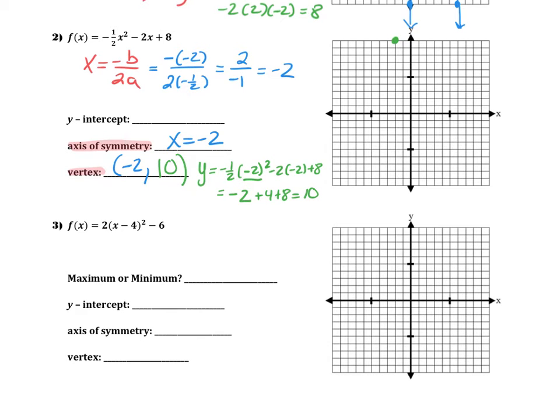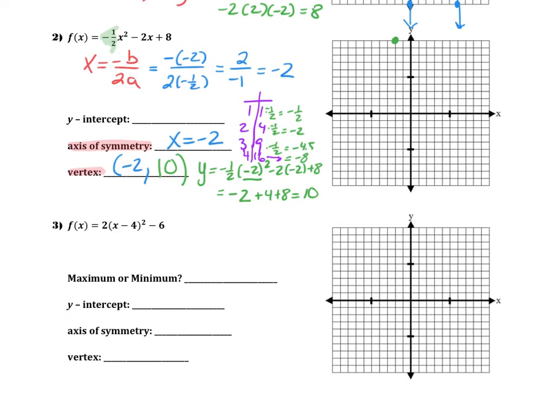All right, then I want to use my pattern. So 1, 1, 2, 4, 3, 9. But the a value is negative a half. So I've got to multiply that by negative a half. I could have also done 4, 9, which if I multiply by negative a half would be negative 8.